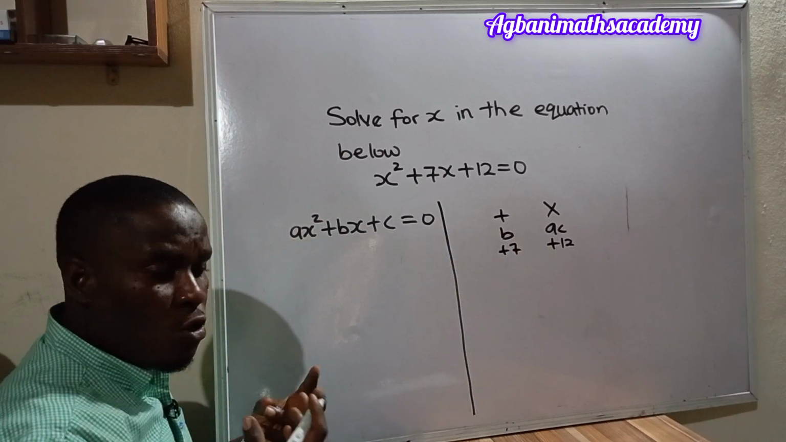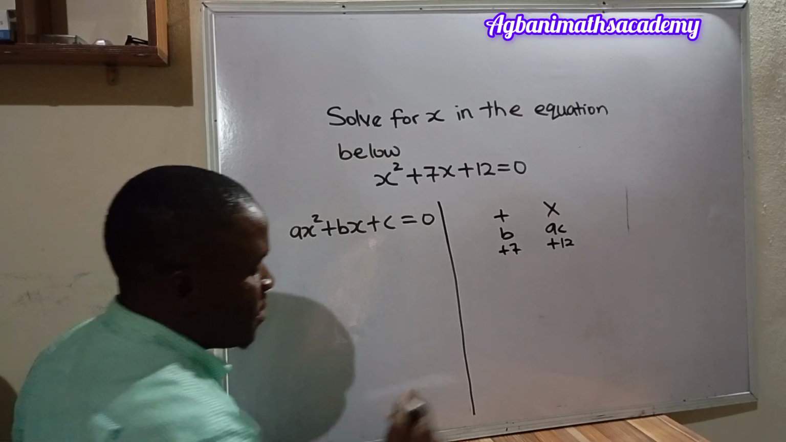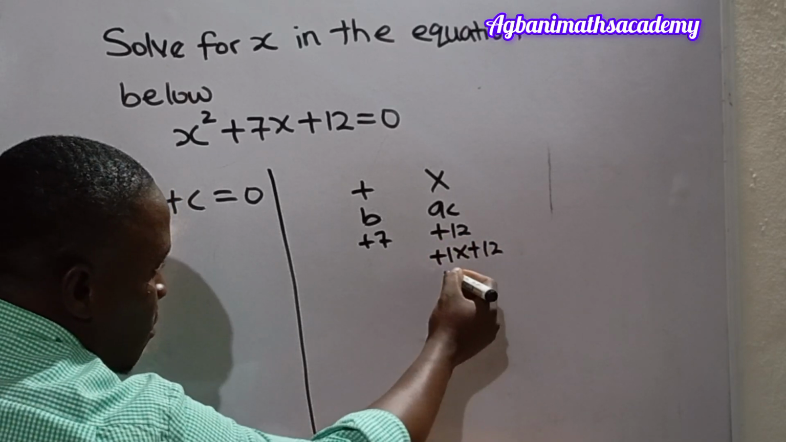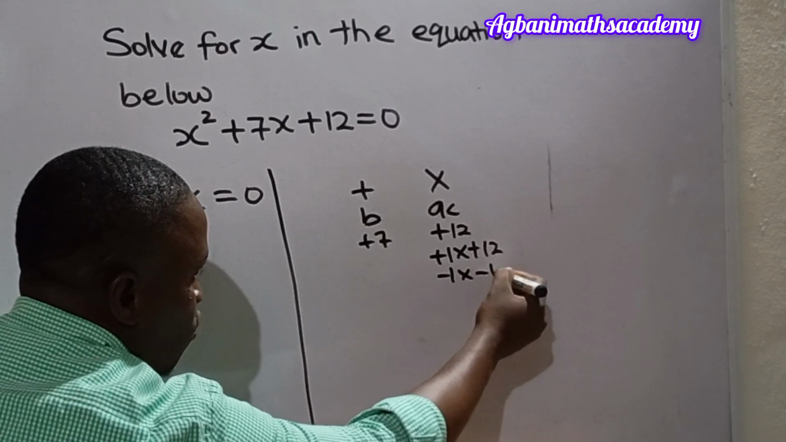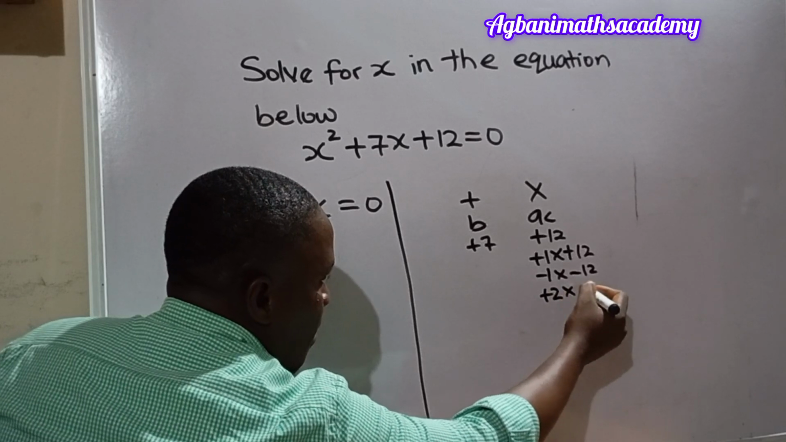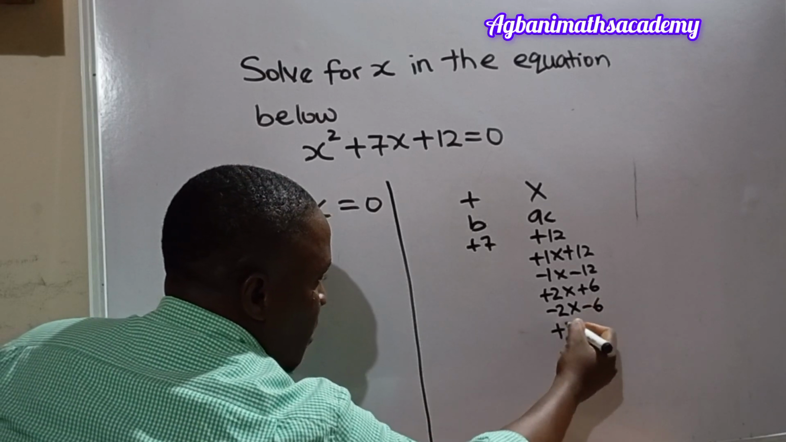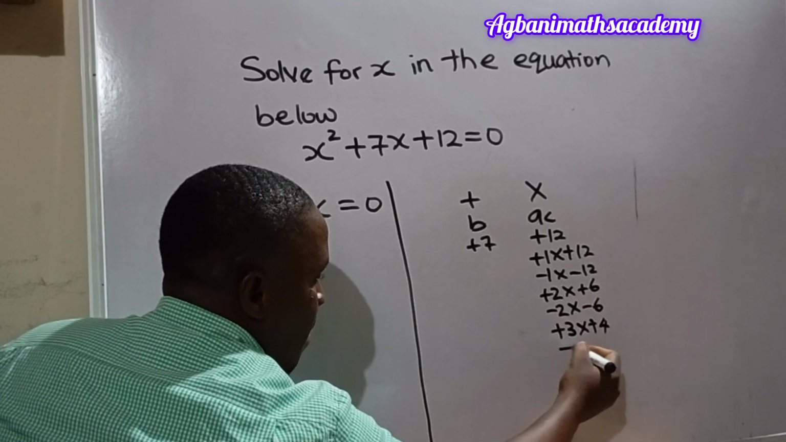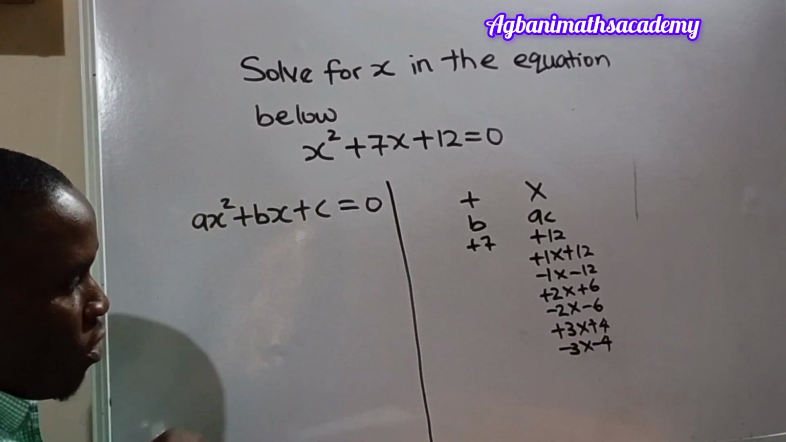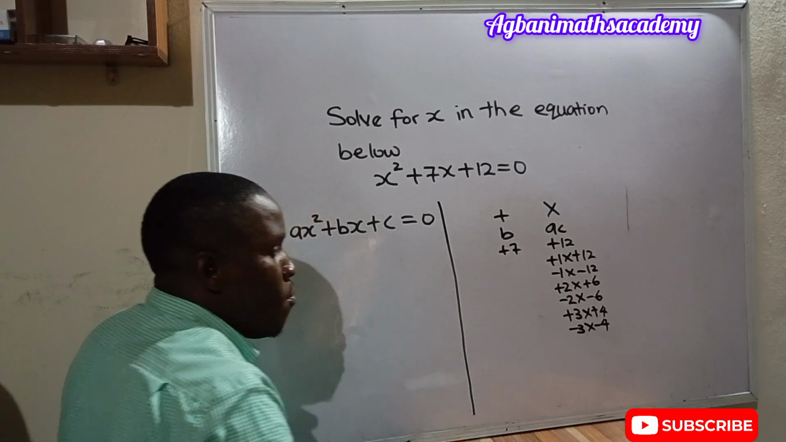So now we are looking for two numbers that will multiply to give us AC. Let's write down the possible candidates. We have plus 1 times plus 12, which will give us plus 12. Minus 1 multiplied by minus 12 will also give us plus 12. Plus 2 multiplied by plus 6. Minus 2 multiplied by minus 6. Plus 3 multiplied by plus 4. And minus 3 multiplied by minus 4. All these values will give you plus 12. However, we are only looking for the set of values that will add to give you plus 7.